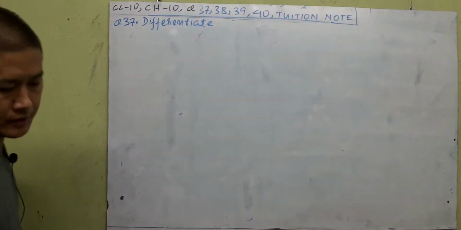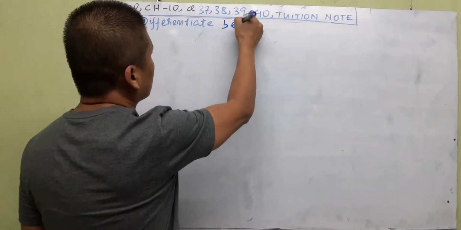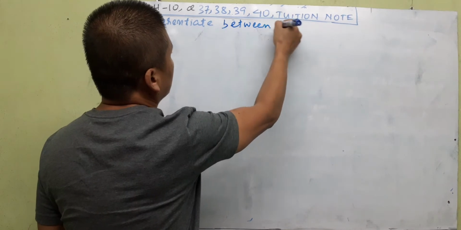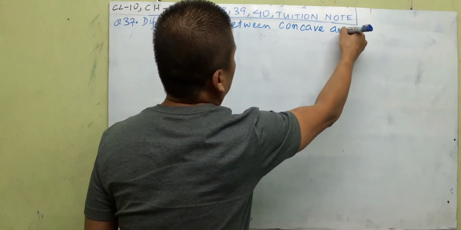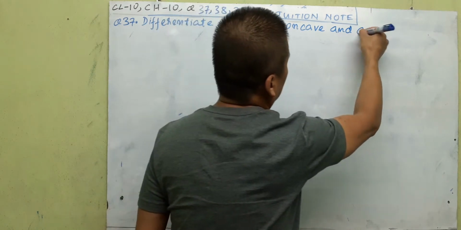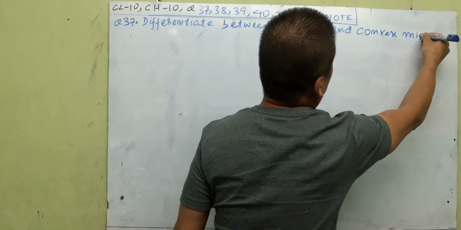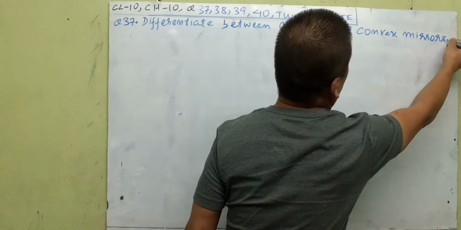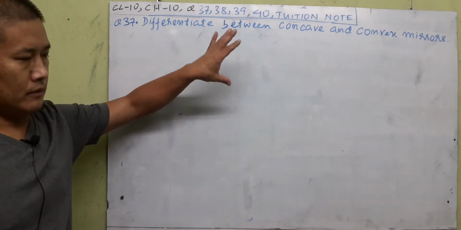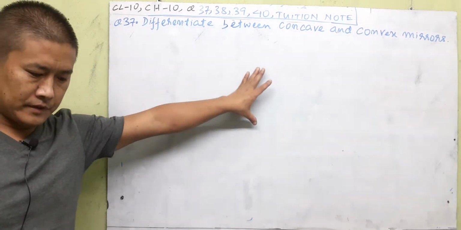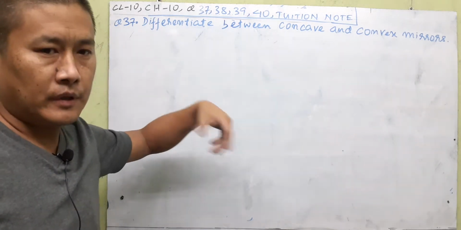Okay, so question 37: differentiate between concave and convex mirrors. This is an important question. Suppose suddenly this question comes in the exam. They tell you to write 5 differences, 6 differences, 7, then we're going to have a little bit of problem, right?